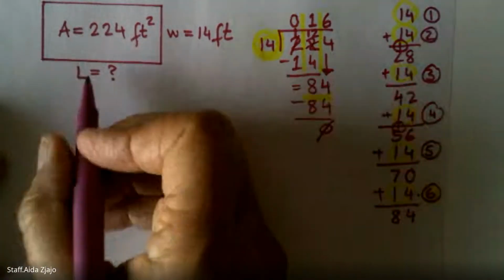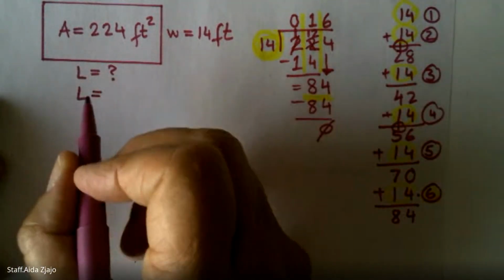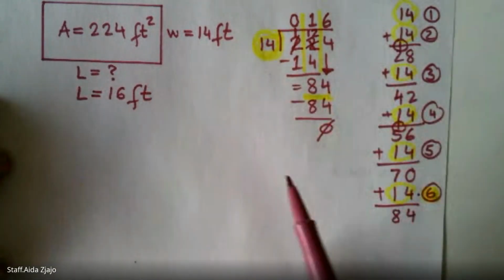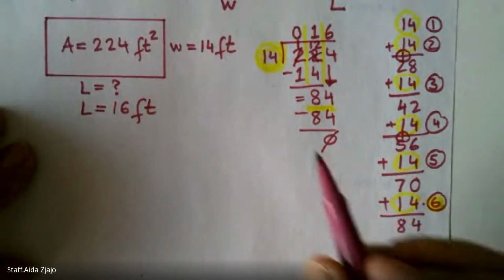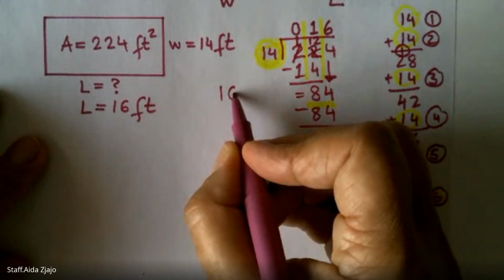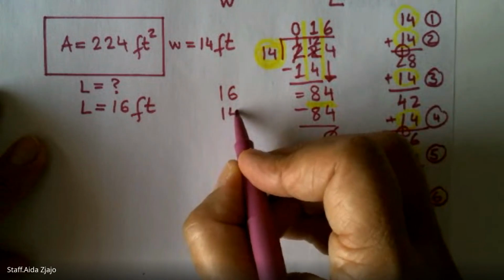So what that means is that length is equal to 16 feet. And we can check if our calculation was correct. We can do 16 times 14.